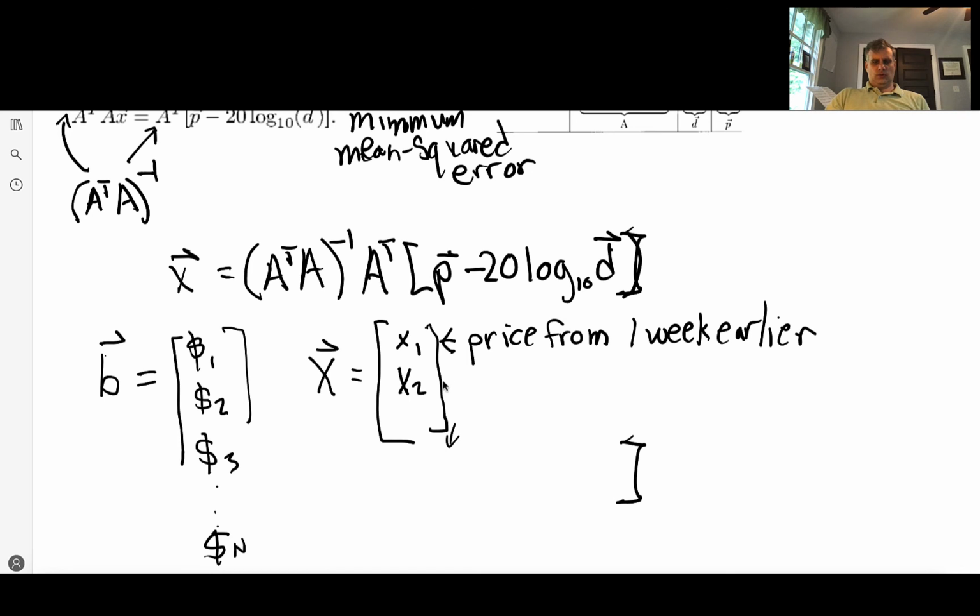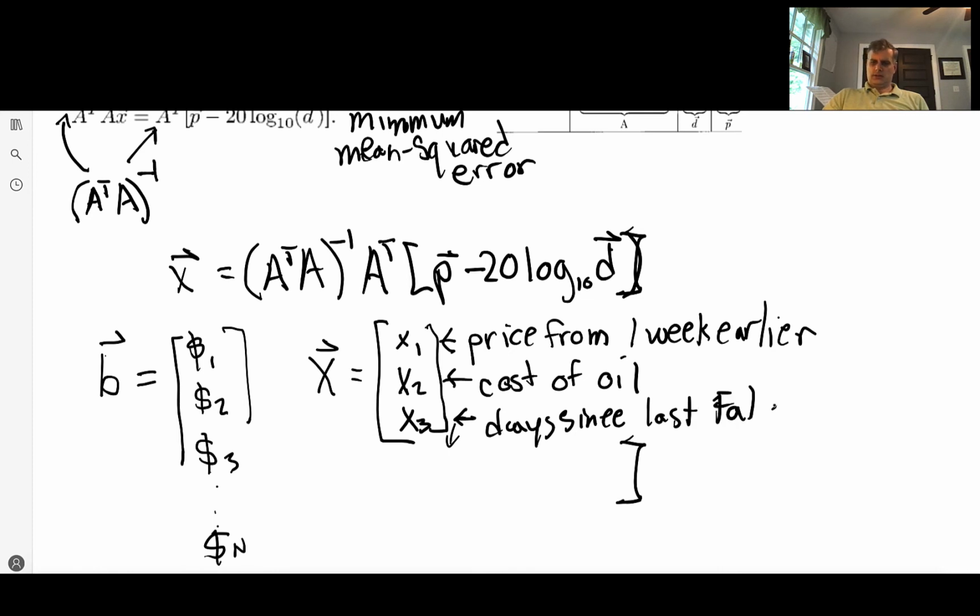You could do the cost of oil on the day that you were predicting. And you could try something really random, like days since the last Falcons win. Maybe the universe has some peculiar correlation with how the Falcons perform. I don't know. The point is, you can pull it out with data like this.